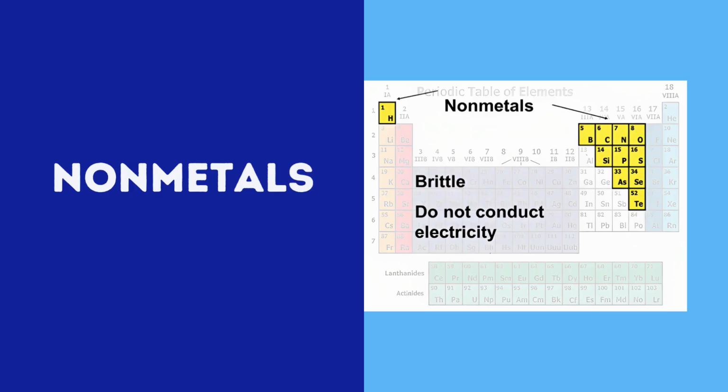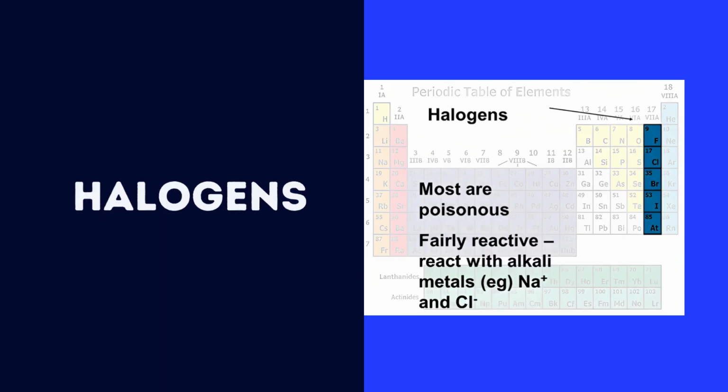Nonmetals tend to form negative ions in chemical reactions and have a tendency to gain electrons. Some common nonmetals include carbon, nitrogen, oxygen, and sulfur. Nonmetals are important in many biological processes, such as respiration, and are used in a variety of industrial applications, such as the production of fertilizers and plastics.